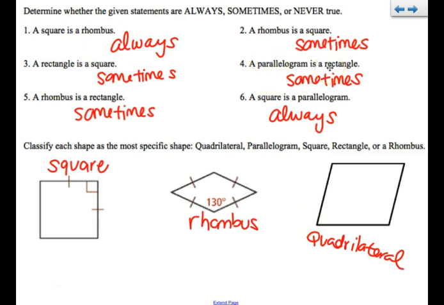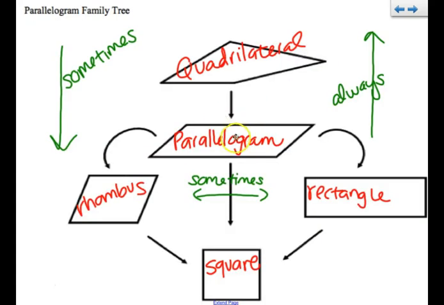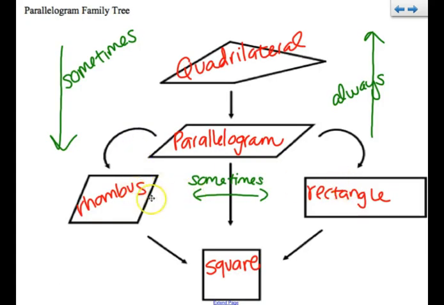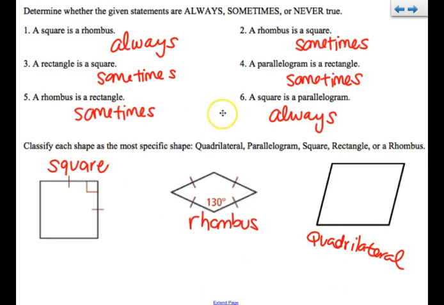A parallelogram is a rectangle, sometimes. So a parallelogram could be a rectangle, or it could be a rhombus, or it could be a square. A rhombus is a rectangle, sometimes true. So if these had all the right angles, then it would be a square. So it's kind of like if the rectangle could be classified as a square, then it would be classified as a rhombus. Could be sometimes. And then a square is a parallelogram always. So any of those three shapes we just learned about are always parallelograms, as well as quadrilaterals.